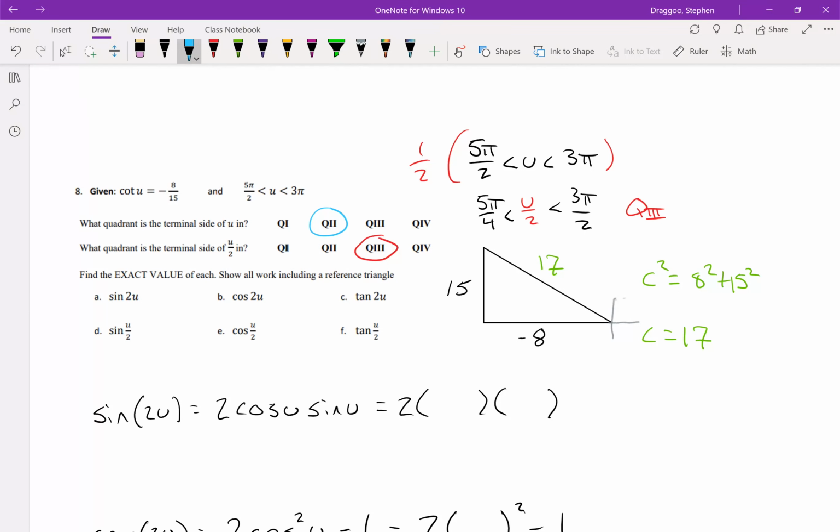In sine, I just have to plug in cosine u and sine u, where the cosine should be negative 8 over 15, while sine is 15 over 17. Misspoke a moment ago. That should have been negative 8 over 17. And then we'll simplify that mess. This is negative 240 divided by 289.